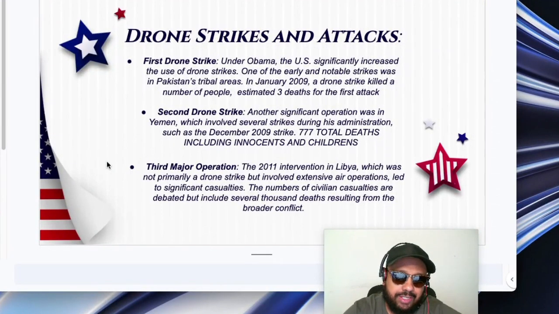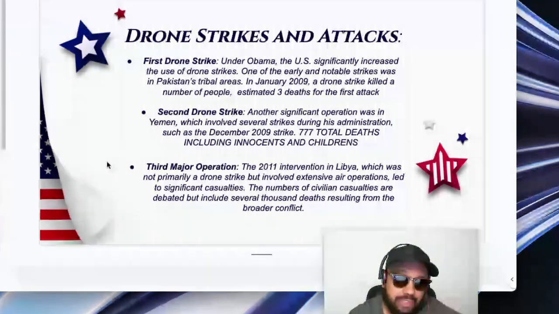First drone strike. He approved and authorized thousands of drone strikes in the Middle East, including Afghanistan and Pakistan. The first drone strike was in January 2009. A drone strike killed a number of people, an estimated three deaths for the first attack. And this happened in a rural area in Pakistan.